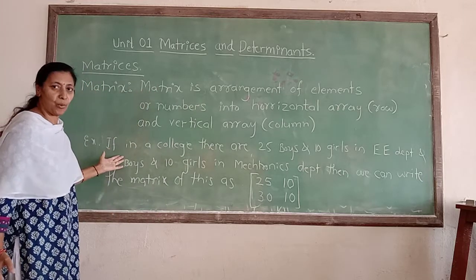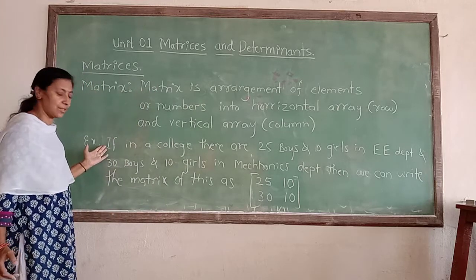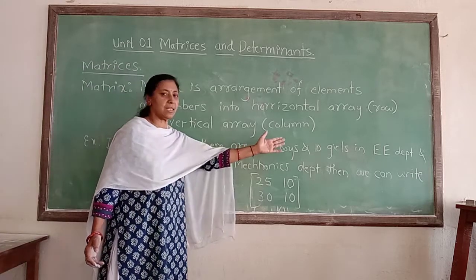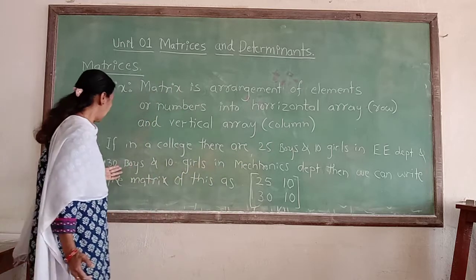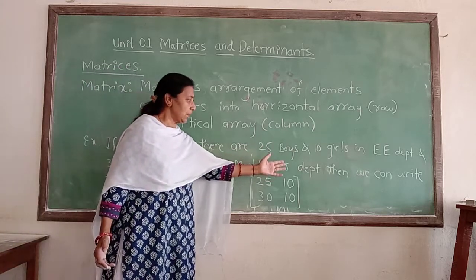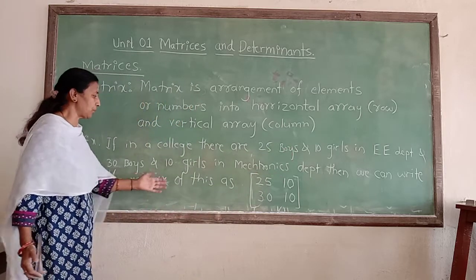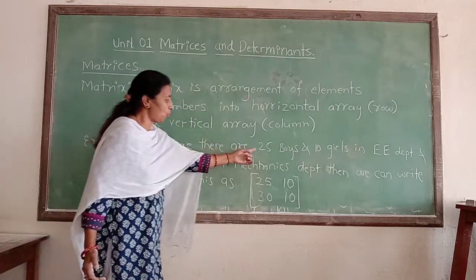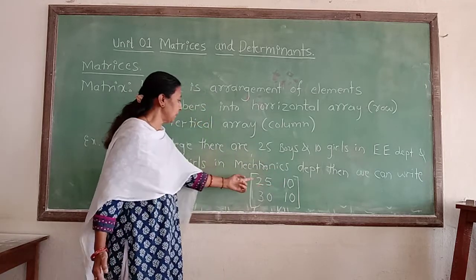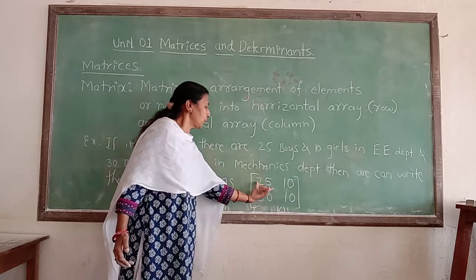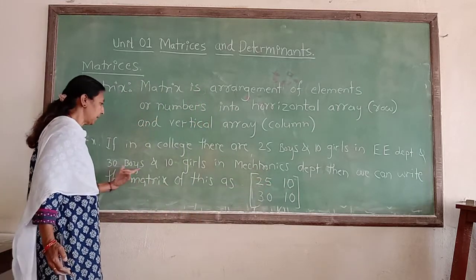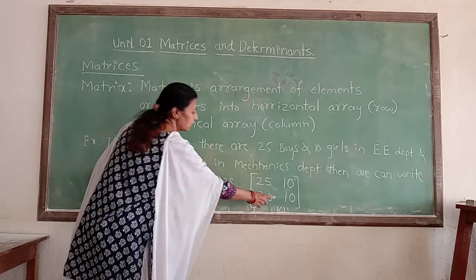Let us consider an example so the point is very clear. In a college, there are 25 boys and 10 girls in the electrical department and 30 boys and 10 girls in the mechatronics department. Then we can write the matrix of this as: electrical department, 25 boys and 10 girls, and mechatronics department, 30 boys and 10 girls.